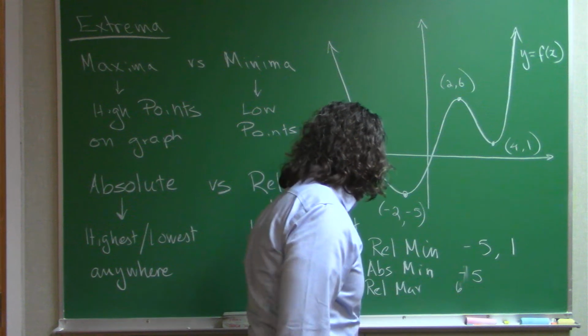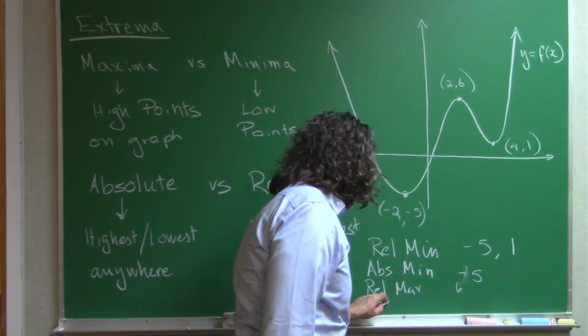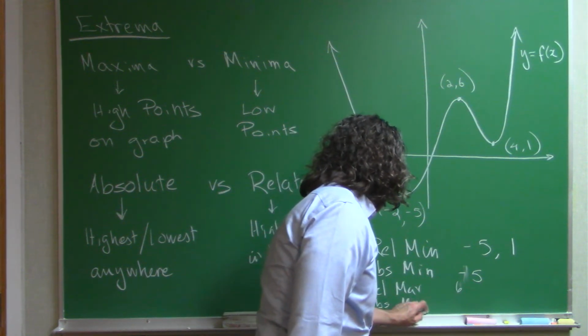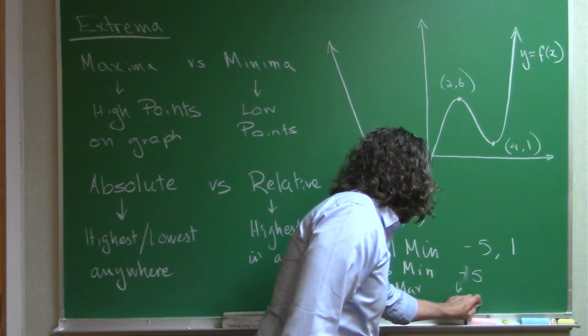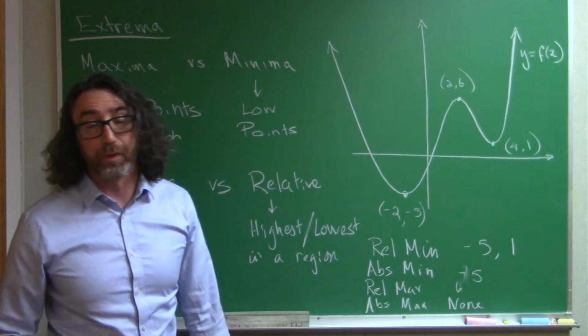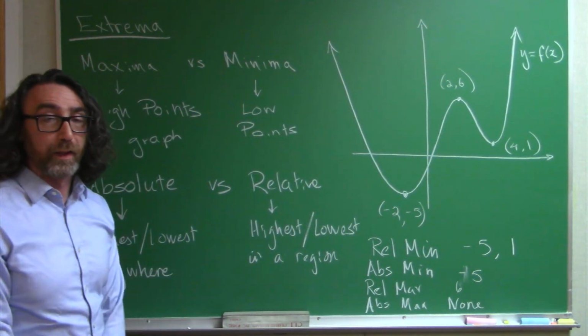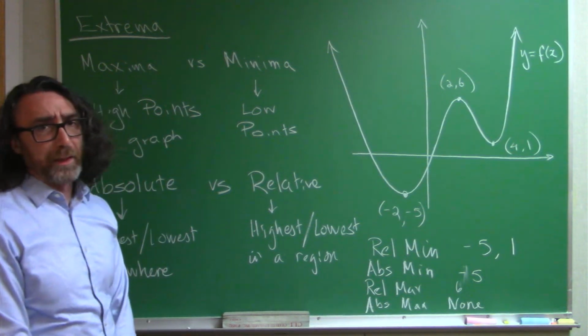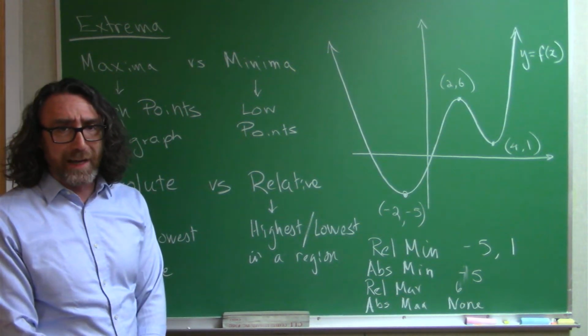Okay, so for relative max, that'd be y equals 6. And absolute max, well, we don't have any. No absolute max. Okay, so pretty easy to spot these when you have a well-drawn graph.